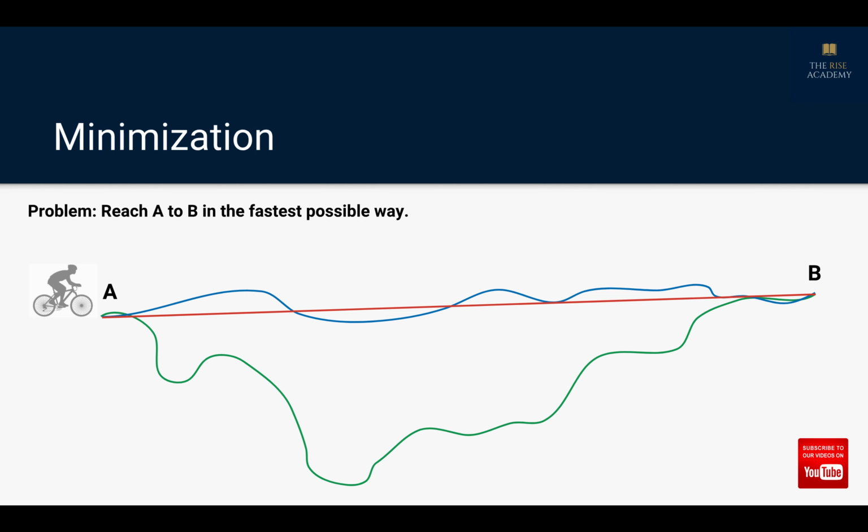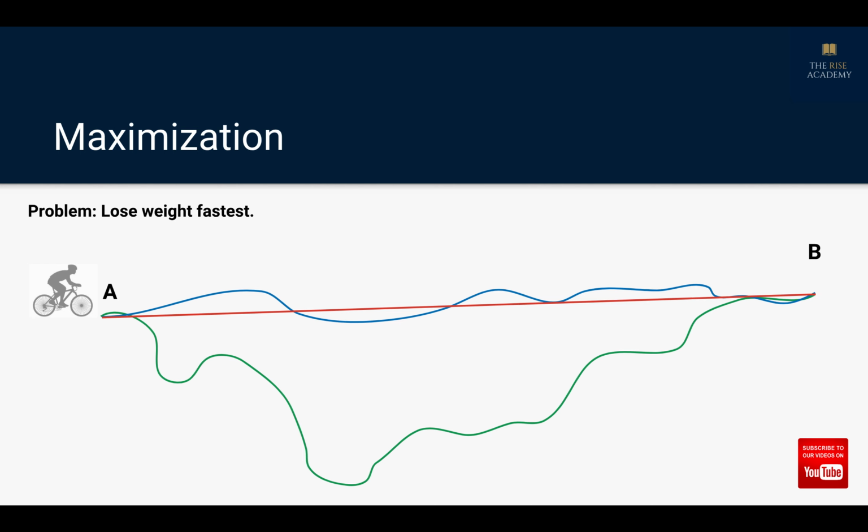Assuming that he is traveling at the same speed, irrespective of which path he is taking, the shortest route will be the fastest route. And the shortest route between A and B is the straight line that connects them, right? We have learned this in school. So this kind of problem, where he's trying to find the shortest distance between A and B, is a minimization problem because we are trying to minimize the distance out of all the different distances that are available to him.